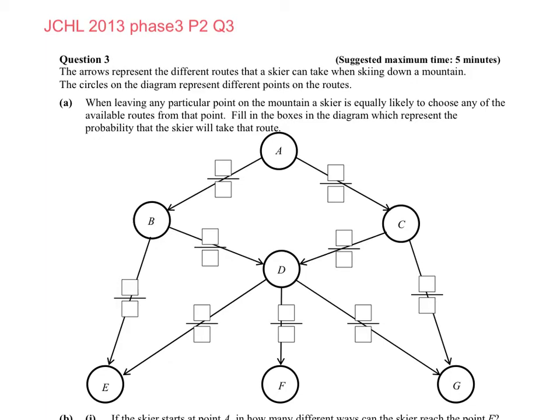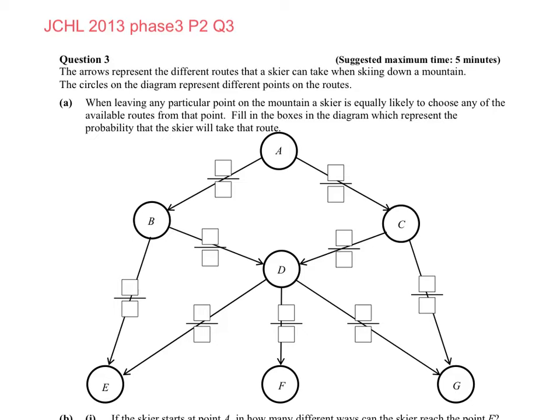Junior Cycle Higher Level 2013 Pilot Phase 3 Paper 2 Question 3. This is a probability question and you get given a diagram to fill in. This diagram is effectively a map of different routes down the side of the mountain. You could just see it as a bit of a tree diagram.